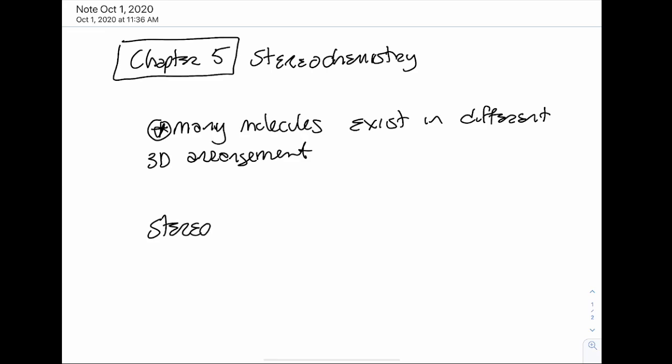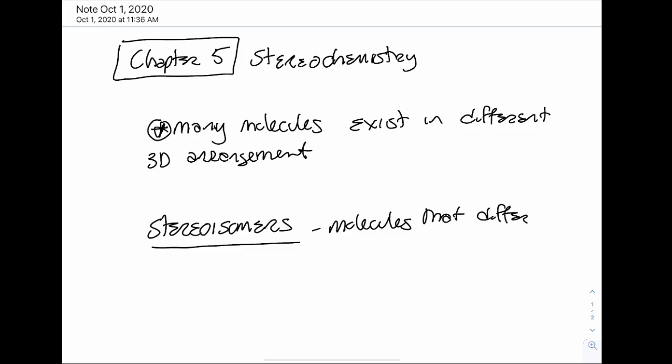Stereoisomers. This term we've seen already. These are molecules that differ only in how the atoms are oriented in three-dimensional space.